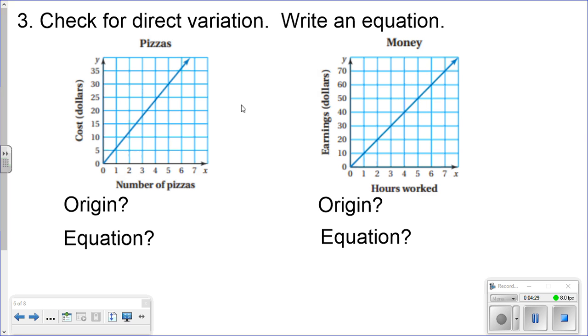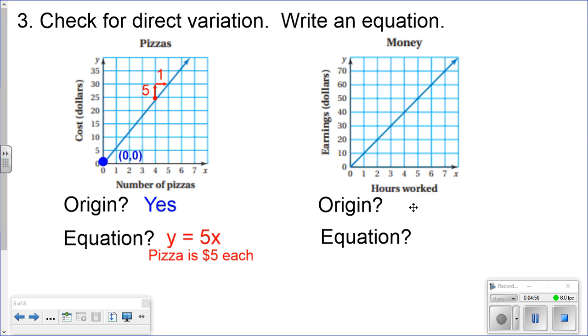Check for direct variation and write the equation. So the first thing I need to know is if it's going through the origin. So yes, I can see that this one is going through the 0, 0 point, so it is a direct variation equation, which means I need to find the slope, so pick any 2 points. I see that it's going up by 5 and over by 1, so my equation is y equals 5x, which means that each pizza is $5.